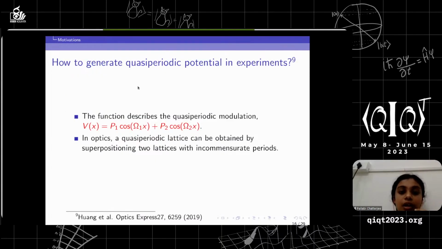So now, how can one generate this quasi-periodic type of potential in experiments? If we take one lattice with a periodicity of cos omega 1 x, and another lattice with a periodicity of cos omega 2 x, where the ratio of omega 1 and omega 2 is incommensurate, and if we superimpose these two lattices, then we will get a quasi-periodic kind of lattice.